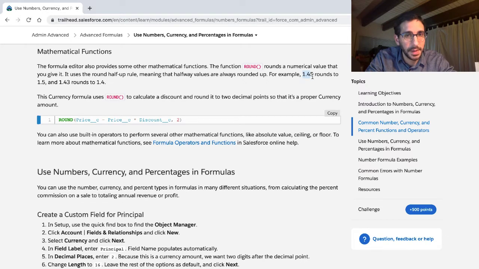And I'm just curious, like maybe if it was 1.453, it would just round to 1.45. 4, right? Round that last one down. Maybe. I don't know. So this round function is confusing. If you have ideas, let me know.